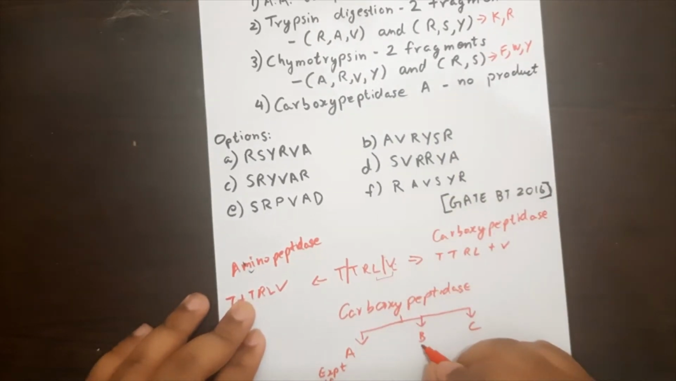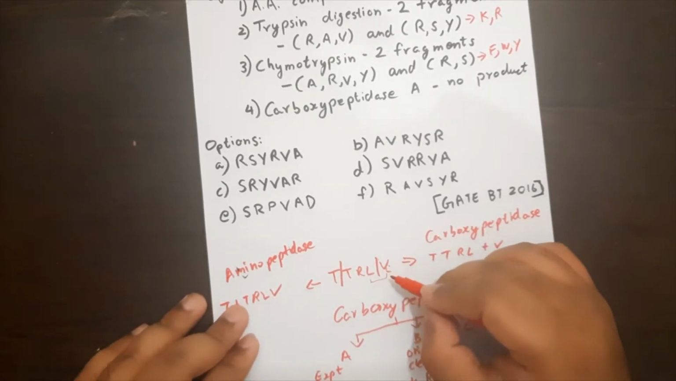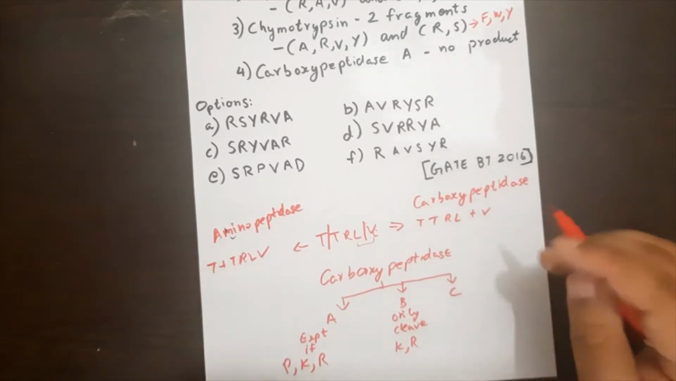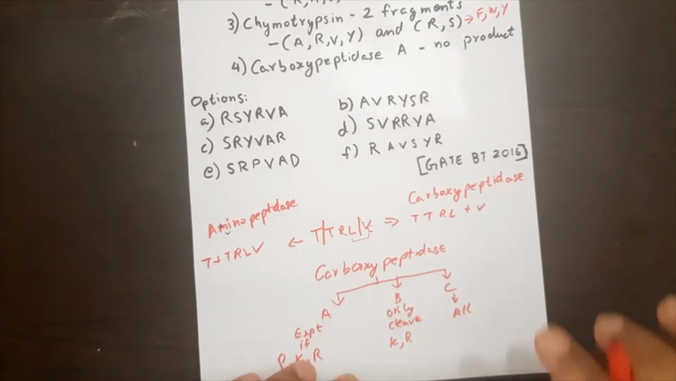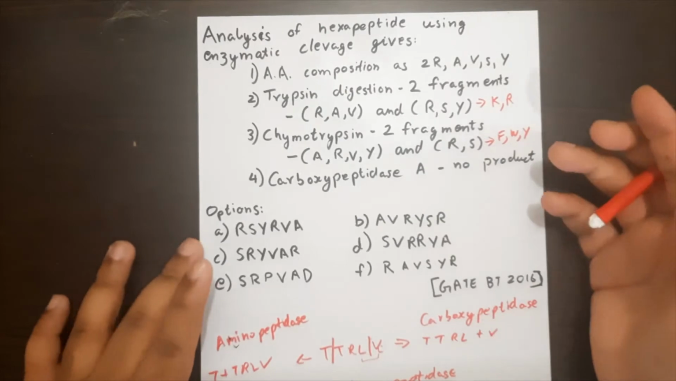That's the second one. Carboxypeptidase B will only cleave if the C-terminal is lysine or arginine. So if you have lysine or arginine at the C-terminal, only then would it be cleaving. And carboxypeptidase C will cleave all, it doesn't matter. And aminopeptidase will usually cleave everything. So now using this, we have to start going.